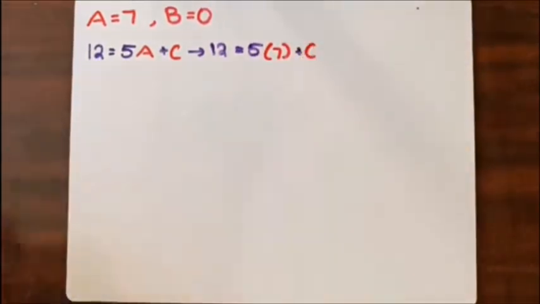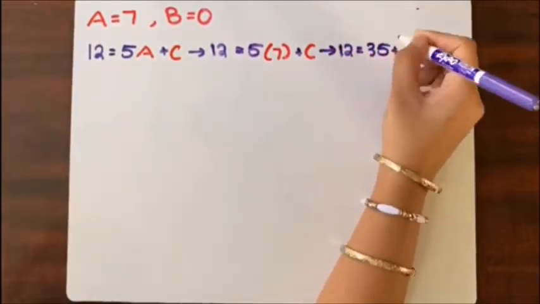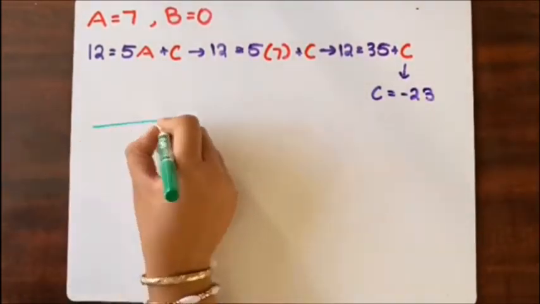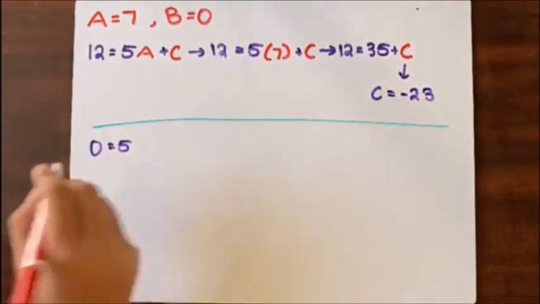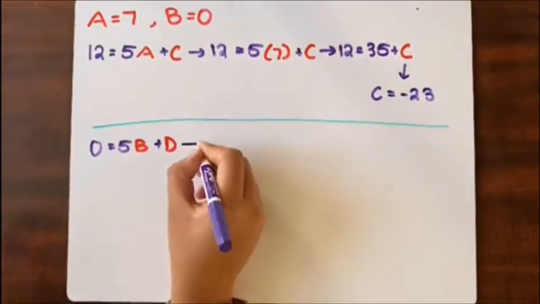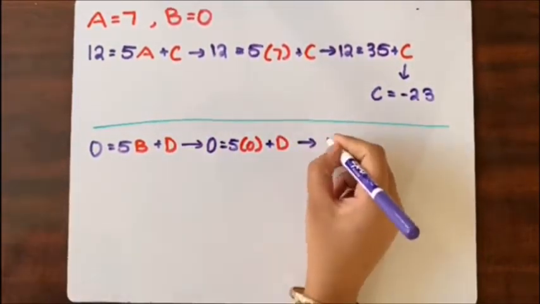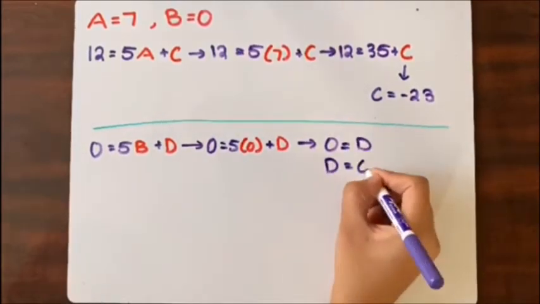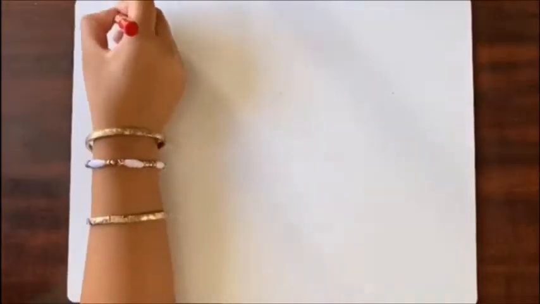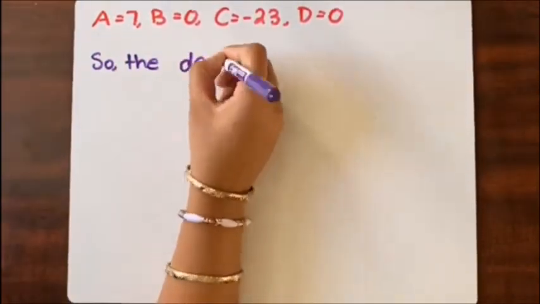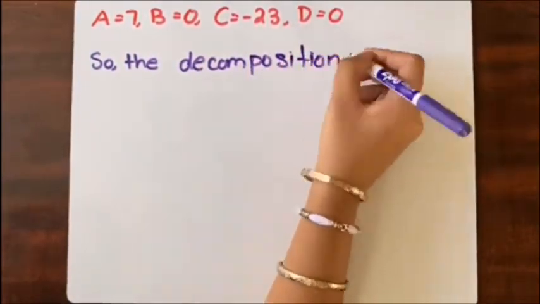Now, to solve for c, let's do 12 equals 5a plus c. After the calculations, we get c equals negative 23. And now to solve for d, let's do 0 equals 5b plus d. After all the calculations, we get d equals 0. We have gathered all the values: a equals 7, b equals 0, c equals negative 23, and d equals 0.